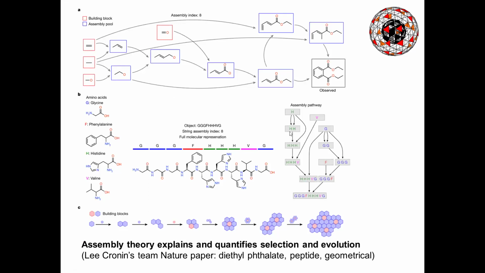So this is just a drawing I've taken from Lee Cronin's team paper published in Nature. Its title is Assembly Theory Explains and Quantifies Selection and Evolution. Assembly theory was developed beginning in 2017 by Professor Cronin and his team from Glasgow. As you can see, there are two examples. The first one concerns a chemical compound, and the basic blocks are chemical bonds. So each joining of two bonds to form another subunit is considered a step.